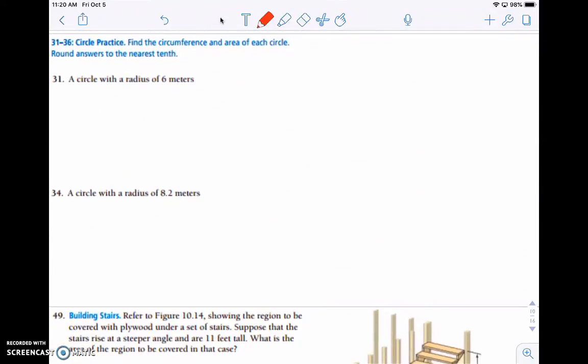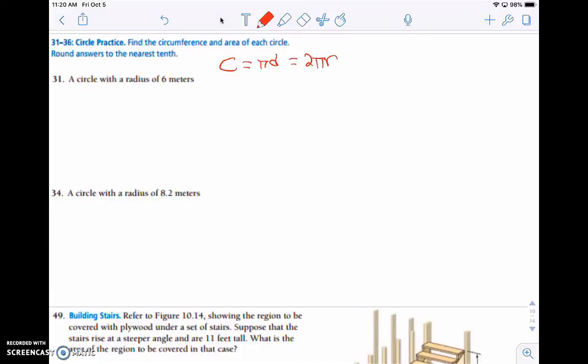So we're going to look at circles here. We're going to find the circumference and area of each circle and round to the nearest tenth. So remember that the circumference of the circle is either pi times the diameter or 2 times pi times the radius, because 2 times the radius is the diameter. So it depends on what you're given, but both are equivalent.